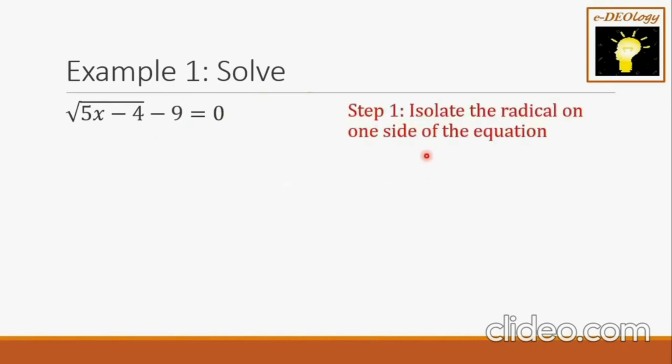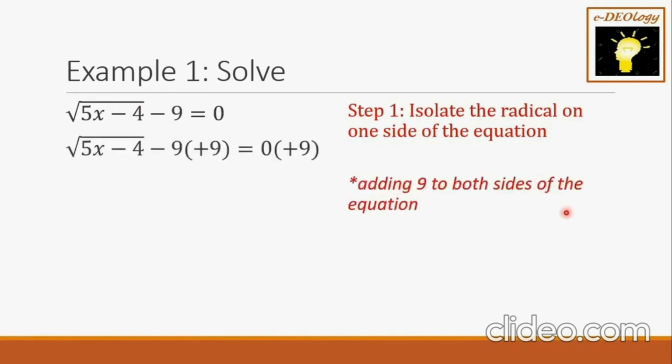In step 1, it says let us isolate the radical on one side of the equation. So let us isolate this big radical. We want this negative 9 to be deleted. So what we'll do is to add 9 to both sides of the equation. So we can cancel the negative 9 and the positive 9 on this left side. And on the right side, 0 plus 9 will only be 9. So on the left side, the radical is now isolated.